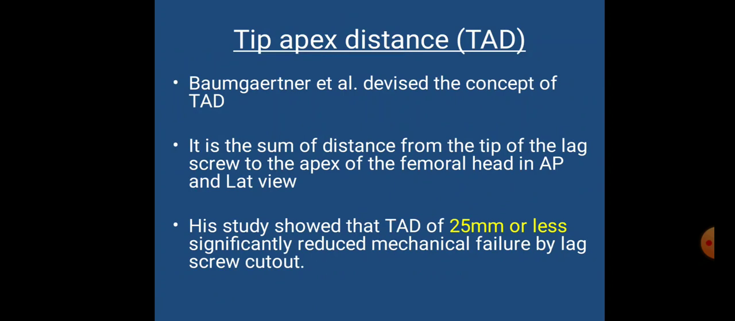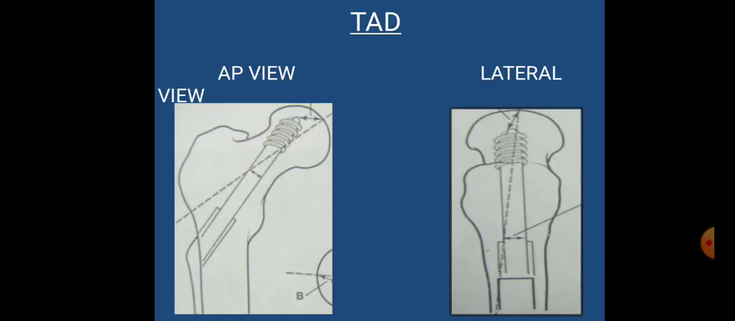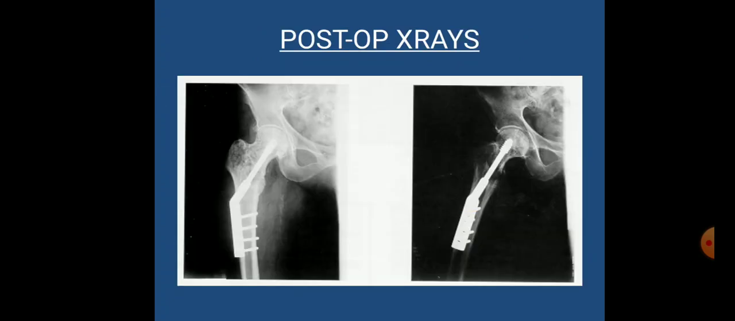So that is Baumgartner et al. who devised the concept of tip apex distance. It is the sum of the distance from the tip of the lag screw to the apex of the femoral head in AP and lateral view. His study showed that a tip apex distance of 25 mm or less significantly reduces mechanical failure by lag screw cutout. That is, you can see in the AP and lateral view, the tip apex distance should be less than 25 mm for a proper fixation.